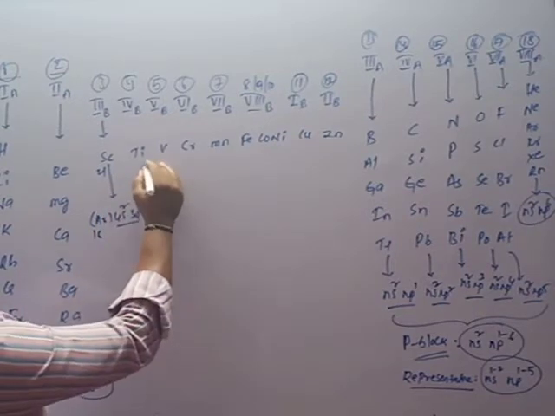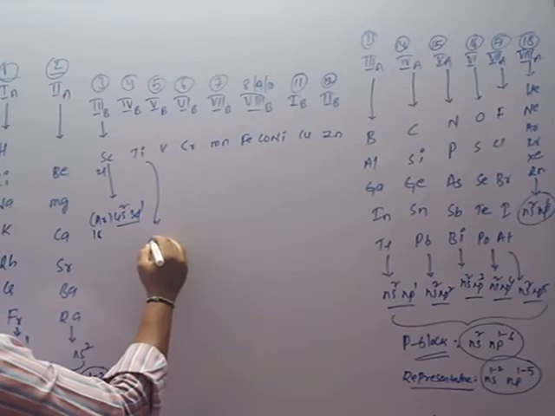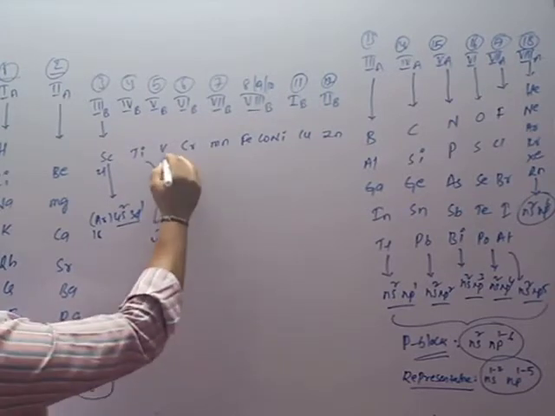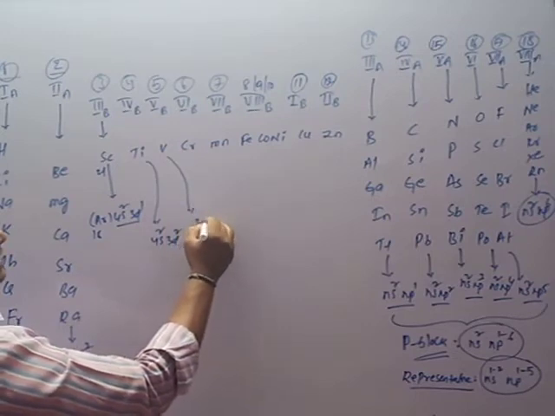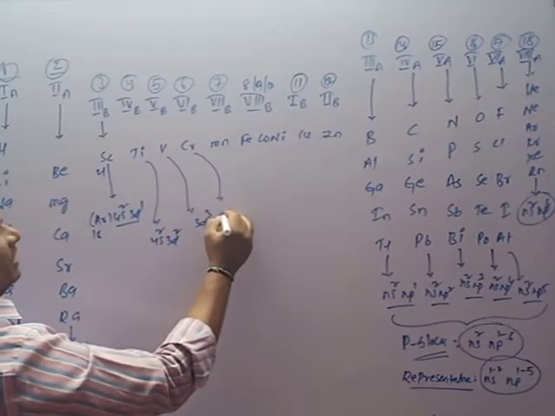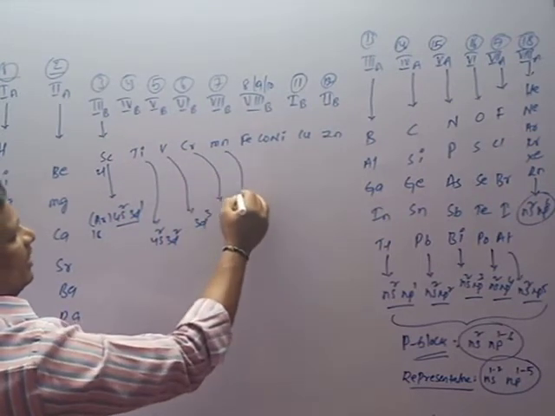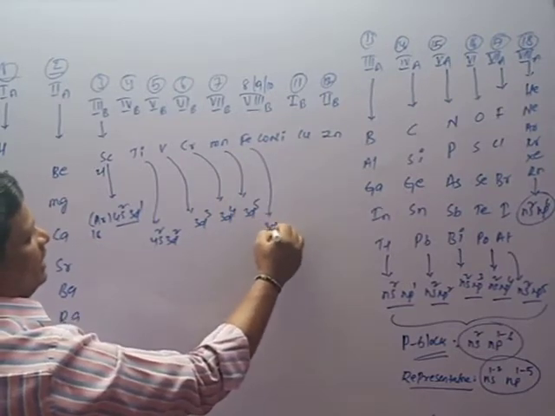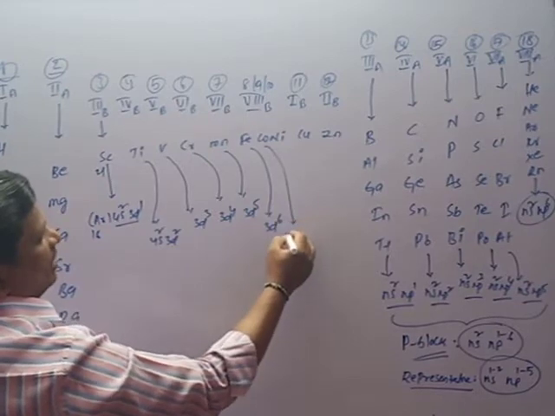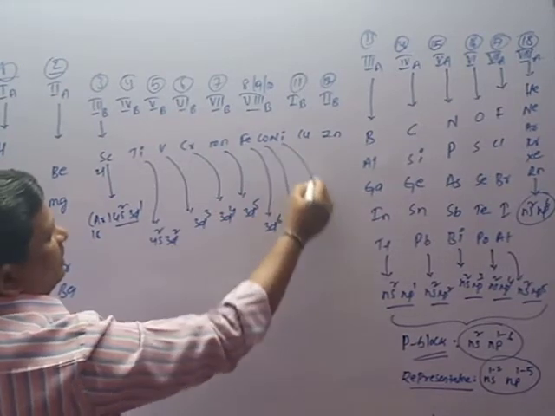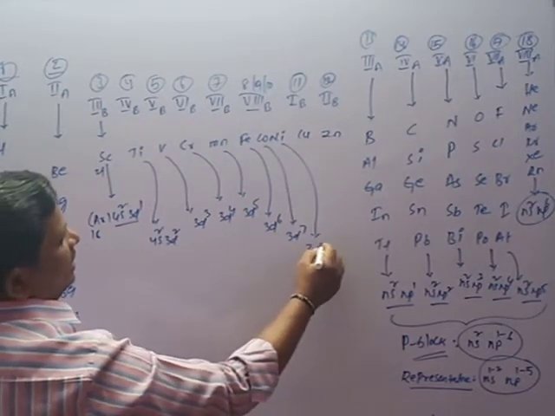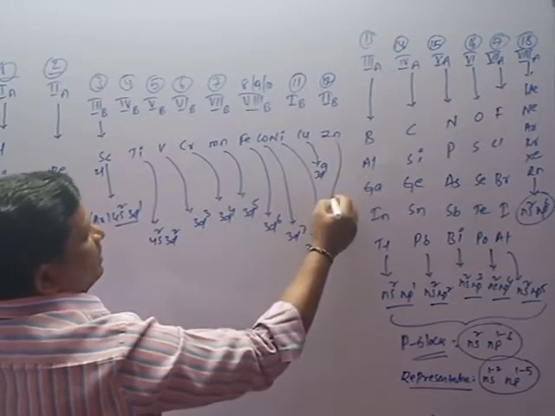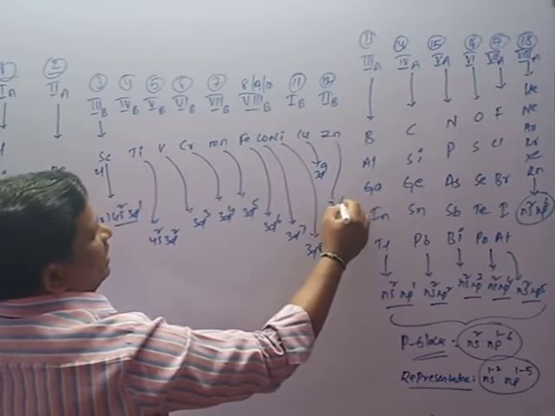Then titanium is 4s2 3d2. Vanadium is 3d3. Chromium is 3d4. Manganese is 3d5. Iron is 3d6. Cobalt is 3d7. Nickel is 3d8. Copper is 3d9. Now zinc is 3d10.